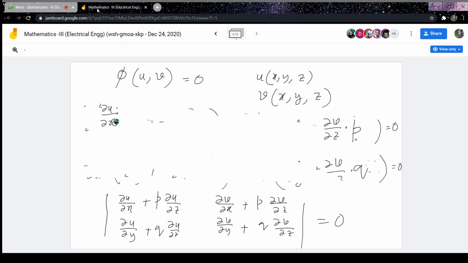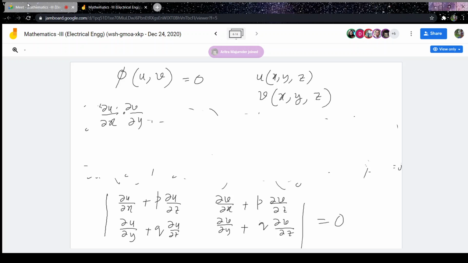So I will multiply these two and subtract. That means this PQ will be removed. Del U del X, del V del Y, del U del X, del V del Y. Okay, I have to multiply all the terms. P del U del Z, and please follow whether I made any mistakes in multiplying.